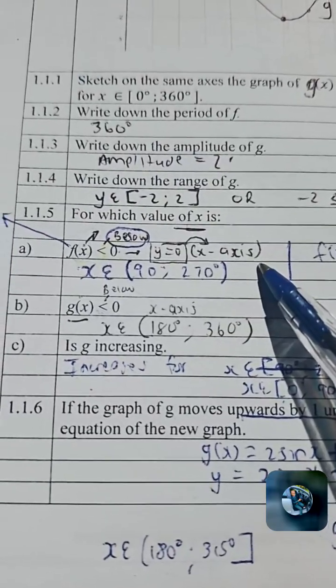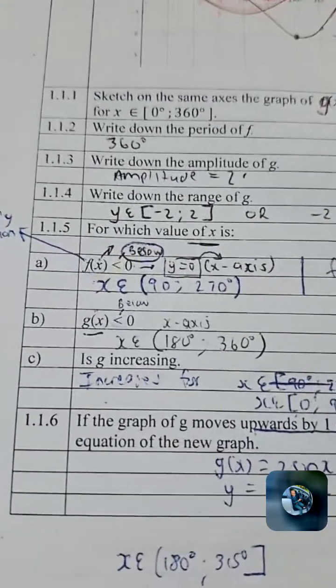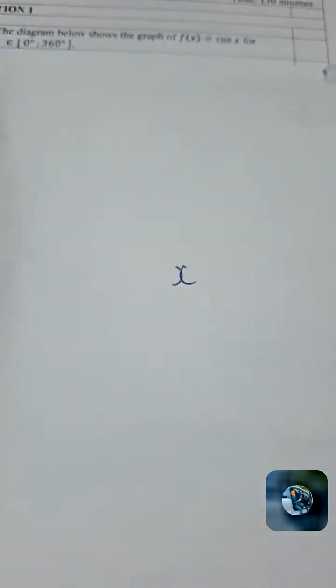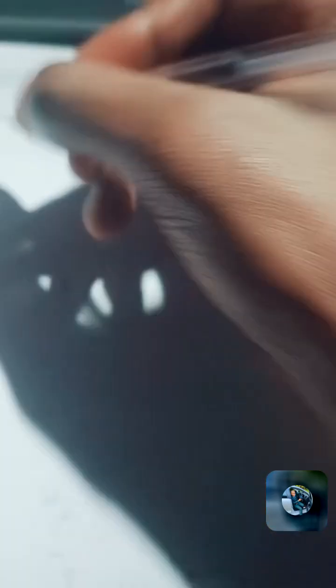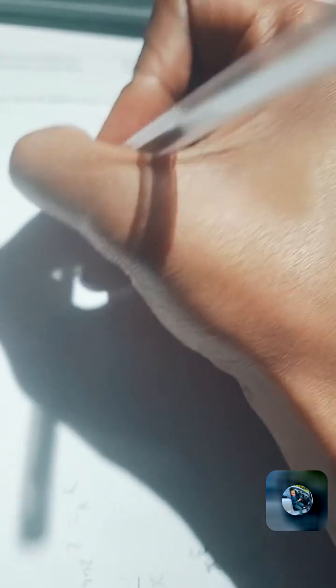If I say x is less than or equal to 90 and greater than or equal to 270, am I wrong? Repeat what you are saying again, so I can write it down. You are saying x is less than or equal to 90, on the left. Do you mean in this direction, less than or equal to 90?